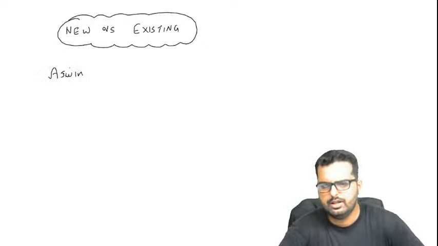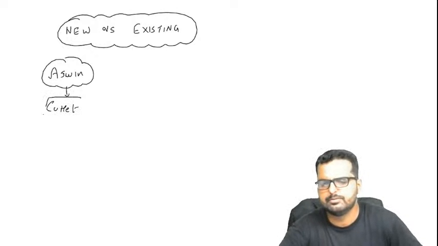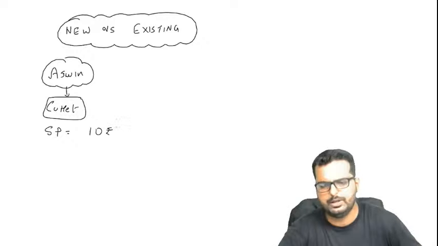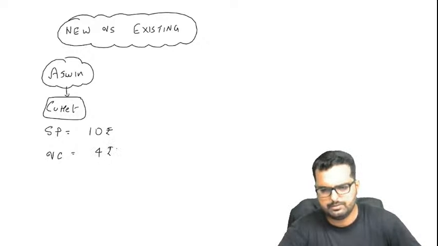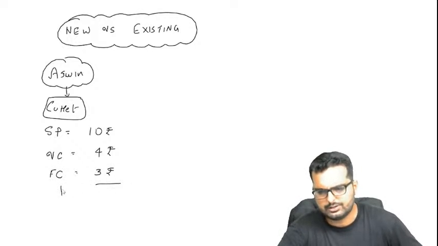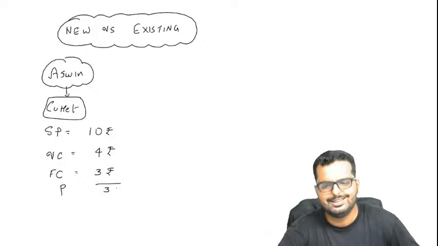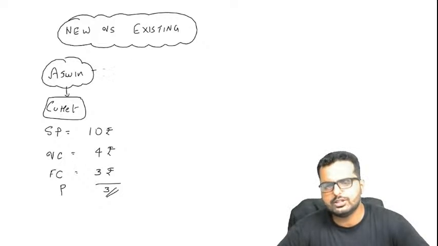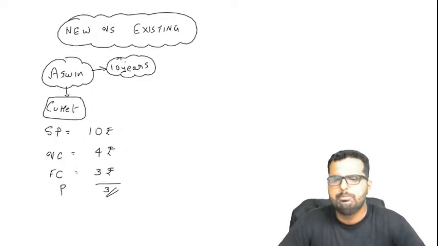Ashwin is already running a shop where he is selling cutlet. He is selling cutlet for a price of, let us say, 10 rupee. His variable cost is turning out to be 4 rupees. His fixed cost is turning out to be 3 rupees. Alright. So he is actually selling at a profit of how much now, friends? 10 minus 4 is 6, 6 minus 3 is 3 rupees. Why he is doing this is because Ashwin is there in the business from the last 10 years. People know Ashwin, people love the quality of cutlets that Ashwin is actually delivering.